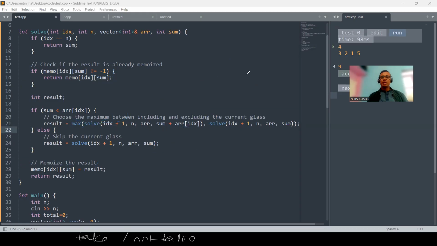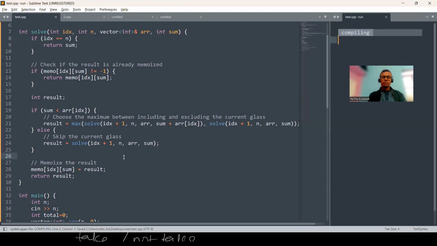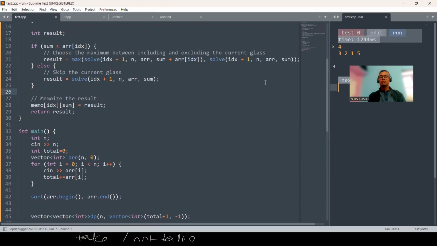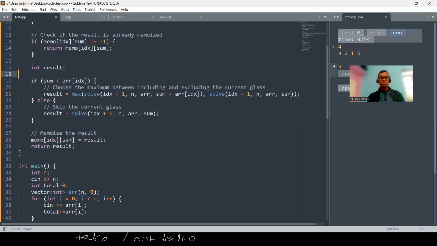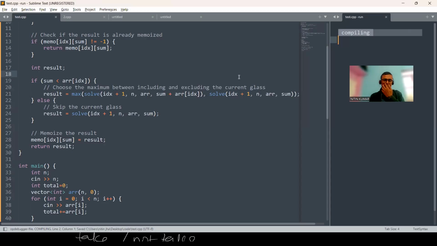Okay, so let me run this code for you. Okay, let me erase this. So you can see it is coming correctly.